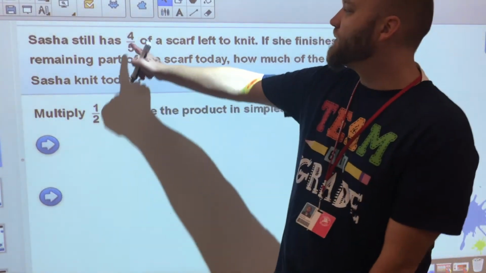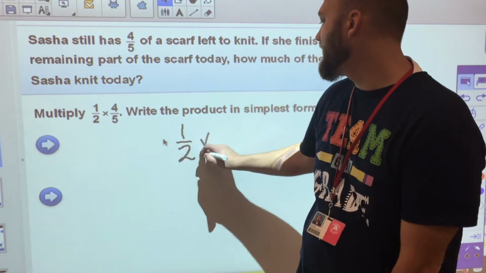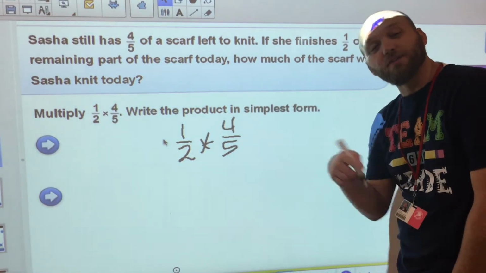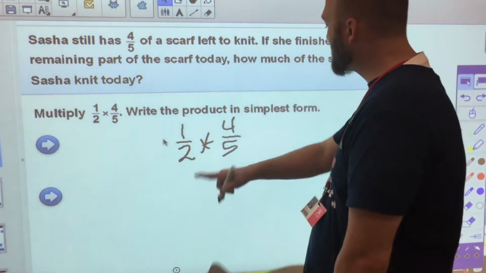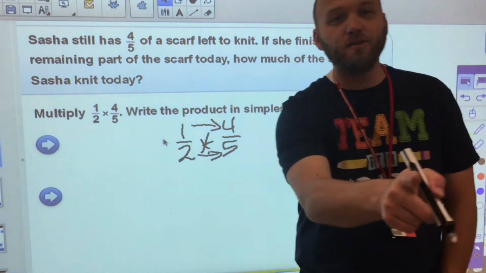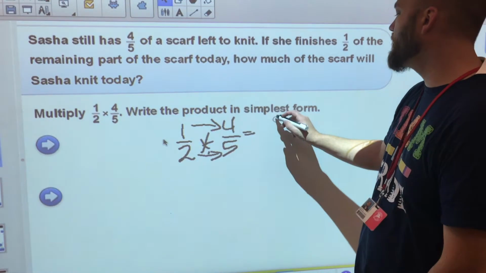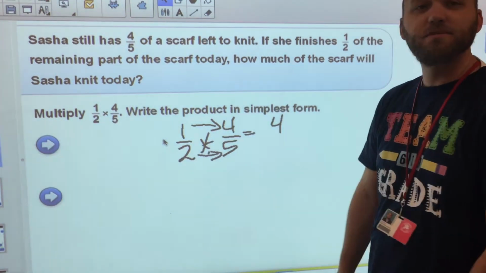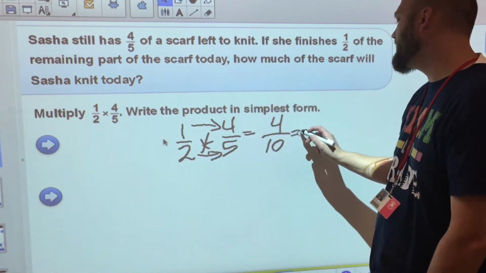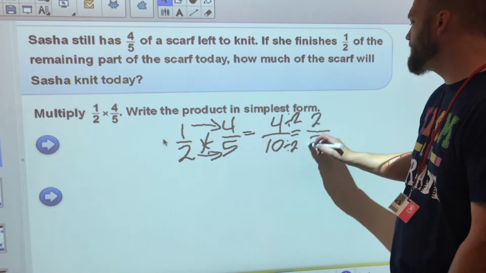Here we go. So we have 4/5 of a scarf, and she finishes half of it. We're taking 1/2 times 4/5. Again, do you multiply then simplify, or simplify then multiply? Let's do them both. I'm going to multiply then simplify. Multiply straight across. Anytime you're dealing with fractions in multiplication, you multiply straight across. Numerator times the numerator, 1 times 4 is 4. Denominator times denominator, 2 times 5 is 10. And I realize that 4 and 10 are both divisible by 2. Whatever I do to the top, I do to the bottom. I divide both of them by 2, and I get 2/5.